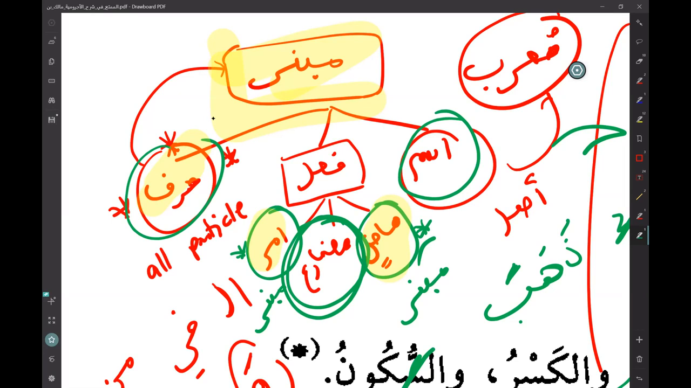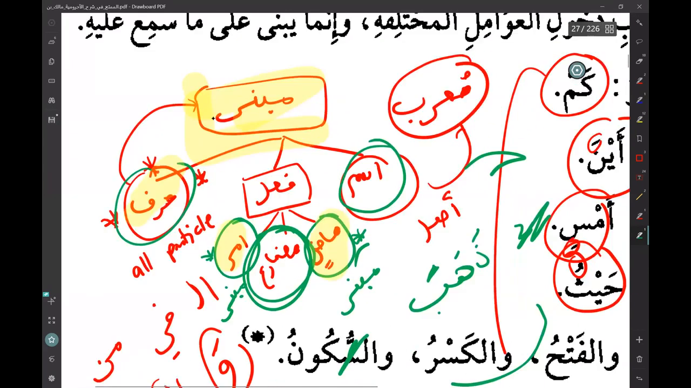And yes, we have some isim mabni and some mudari mabni. Inshallah, as time comes, we'll understand, but at least you have something to work on. Some forms of the mudari are mabni: when the mudari has a nun of niswa, it would be mabni. So the concept is clear.